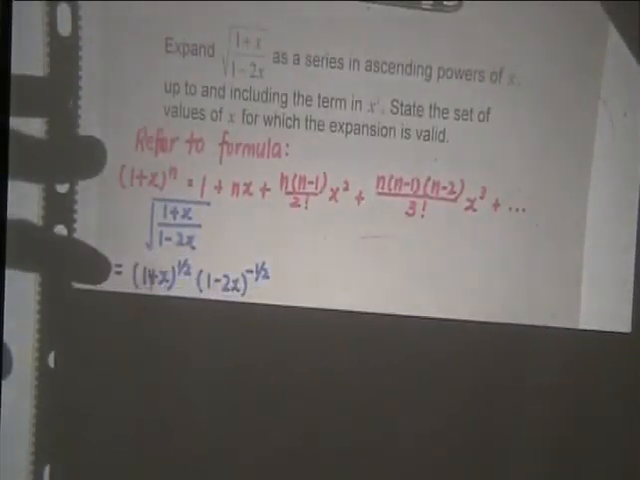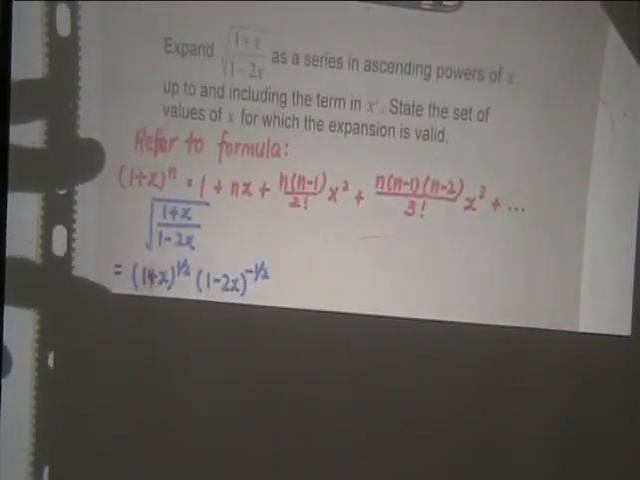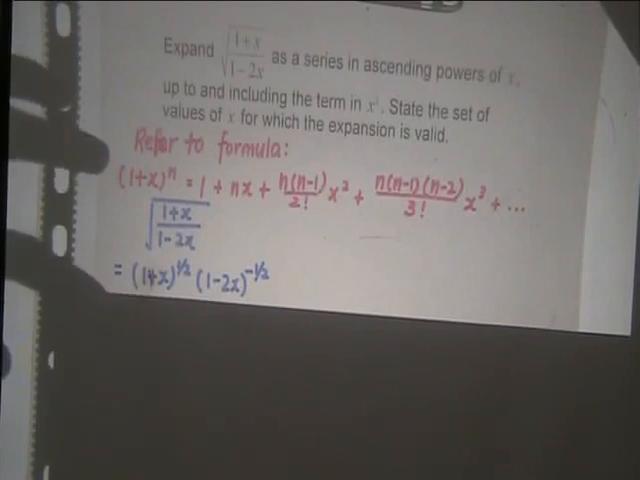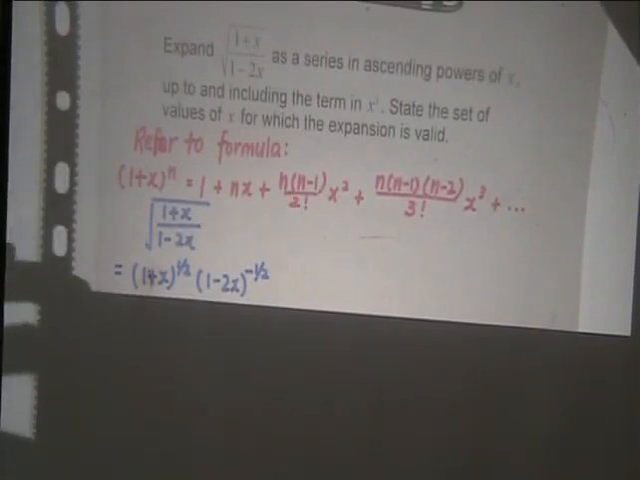So let's refer to the formula. This is the formula, and this is what I want to expand. I can write it as (1 plus x) to the power of half multiplied by (1 minus 2x) to the power of minus half. So I need to expand this and this. Both of them start with 1, so we can apply the formula directly.